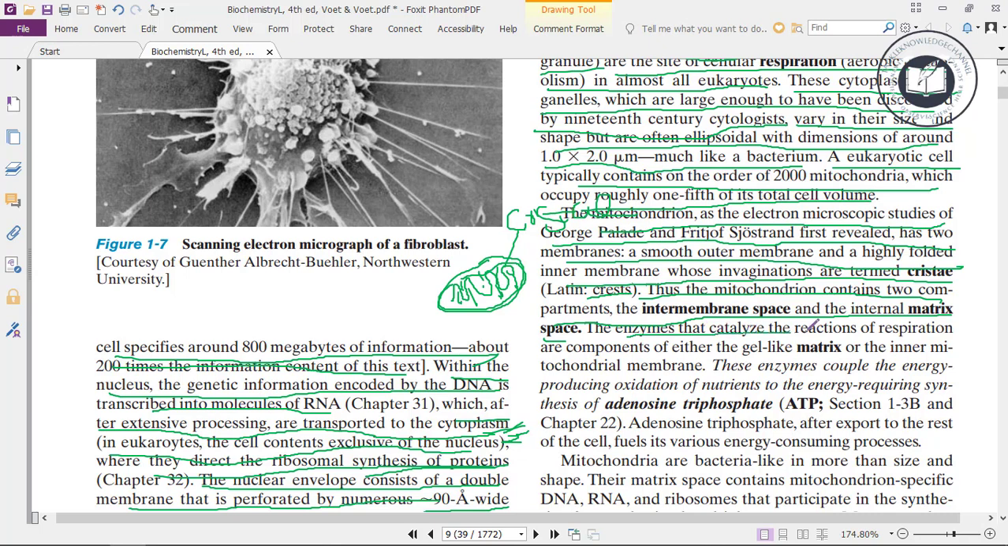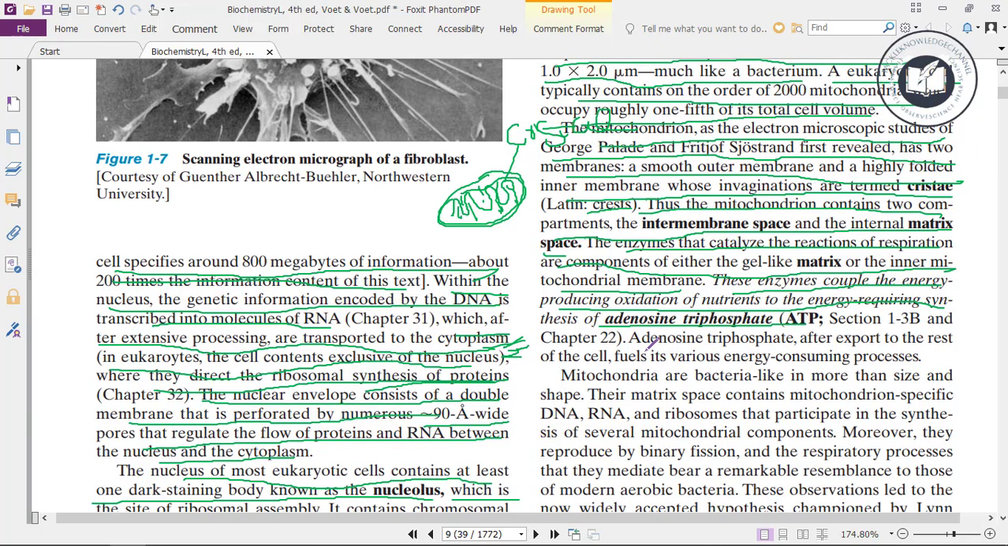The enzymes that catalyze the reactions of respiration are components of either the gel-like matrix or the inner mitochondrial membrane. These enzymes couple the energy-producing oxidation of nutrients to the energy-requiring synthesis of adenosine triphosphate, ATP. So they are utilizing the energy, right?